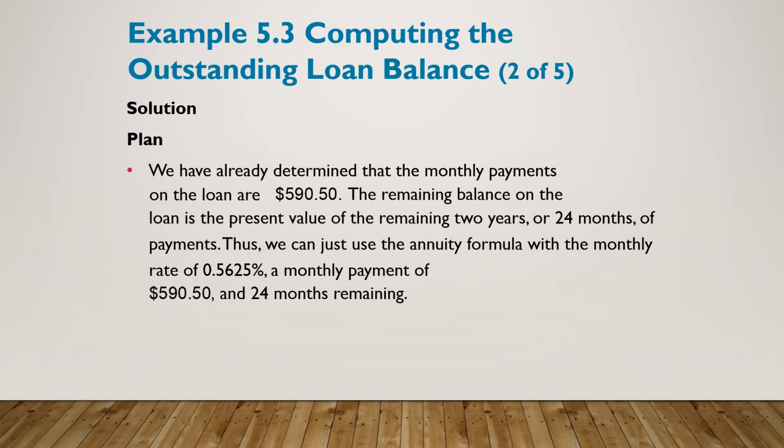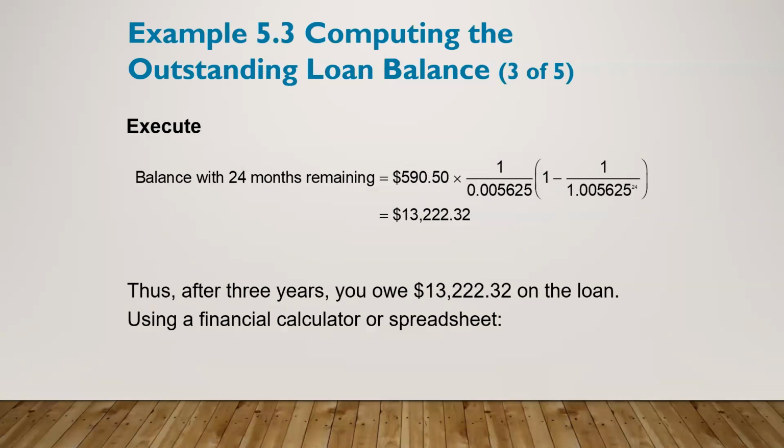Okay. So we have already determined that the monthly payment of the loan is $590.50. The remaining balance on the loan is the present value of the remaining 2 years, or 24 months of the payments. We can just use the annuity formula with the monthly rate of 0.5625%, a monthly payment of $590.50, and 24 months remaining.